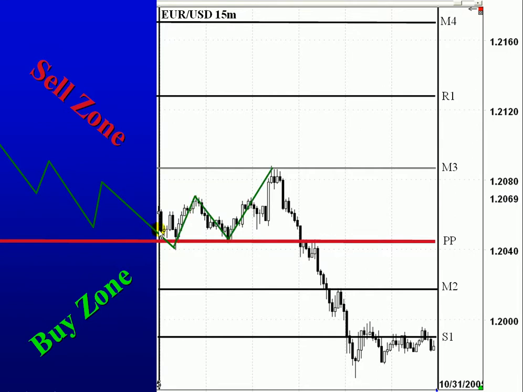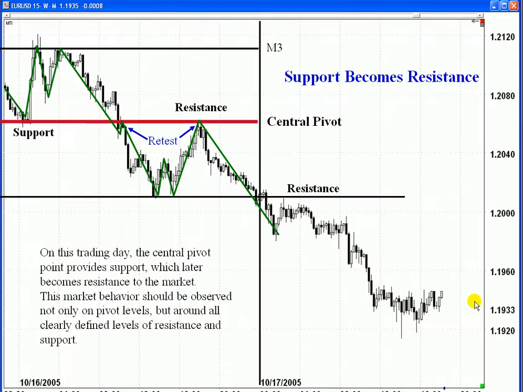Here price moves into the sell zone, enters the trading day in the sell zone, bounces twice to the central pivot. Even if you bought here at the central pivot, which you could do, price rallied up more than 30 pips before hitting M3 and turning down, and again testing the backside through M2, testing the backside, and moving through to the close of the day. Support becomes resistance, and so forth.